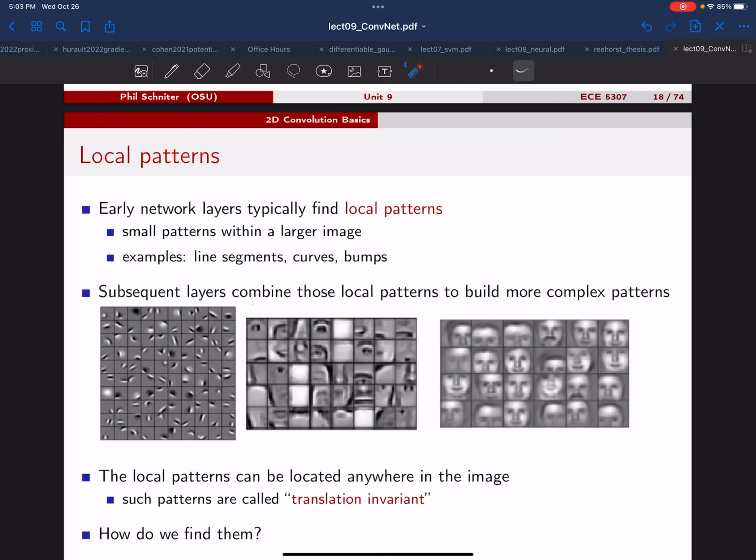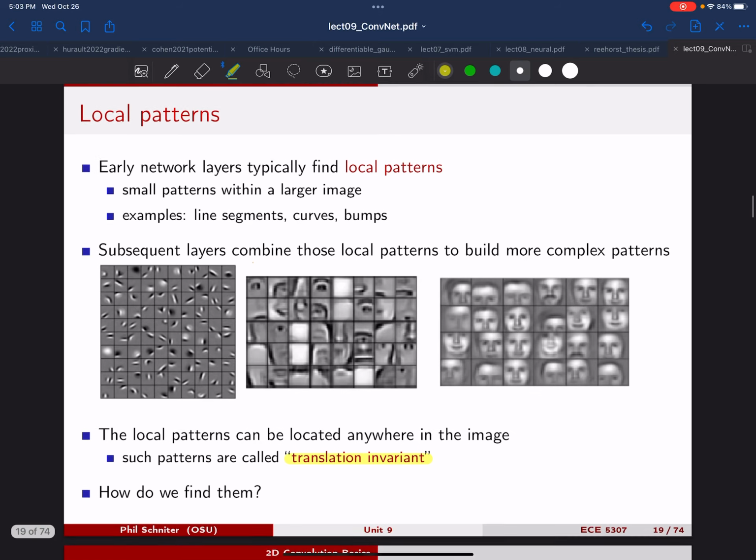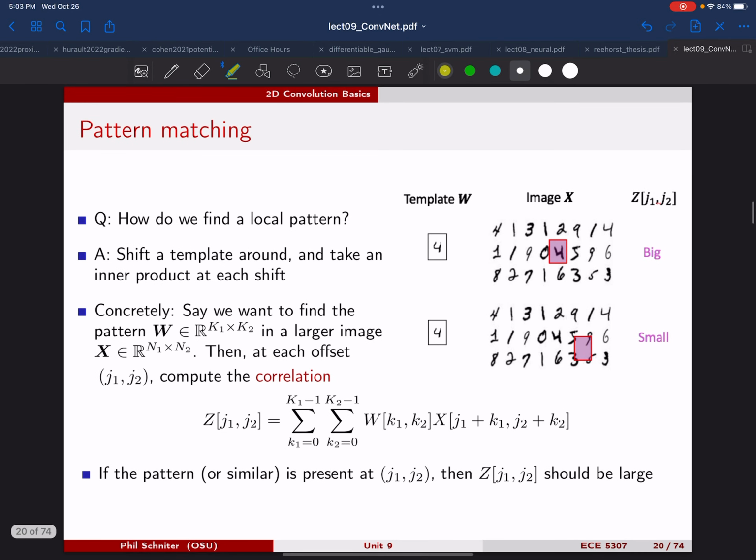And one thing that's important is we expect that these little building blocks could be located anywhere in the image. So we don't think that they're necessarily going to be located one place or another place. So we can think of these patterns as translation invariant. We want some sort of linear stage that's not just a matrix multiply. It somehow is going to look for the location and existence of these patterns throughout our image. And so we can think about that as sort of a pattern matching problem.